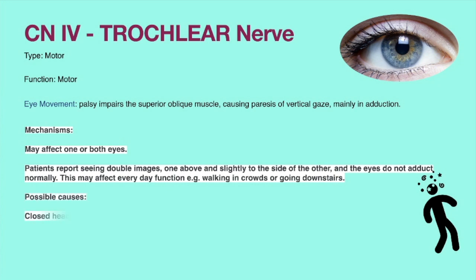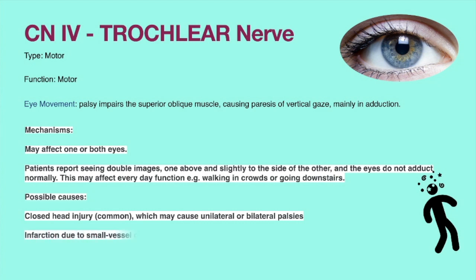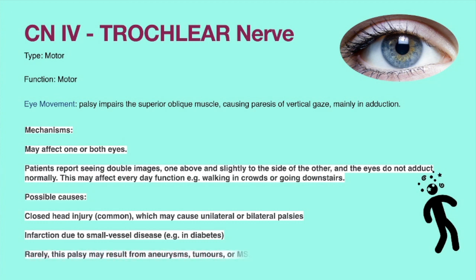Some of the possible causes, this may again be linked to head injury, again causing unilateral or bilateral palsies. It's thought to be linked to small vessel disease. An example is folks who suffer diabetes. So if you have somebody with a comorbidity of diabetes and they are also complaining of visual or balance issues, then again a consideration to possibly test cranial nerves. And there's a range of other things that are quite rare, from aneurysms through to tumours through to, again, the onset of MS.